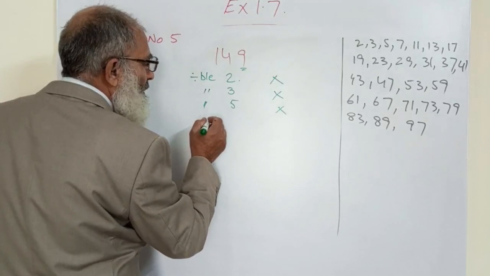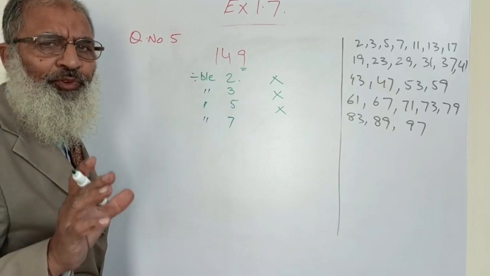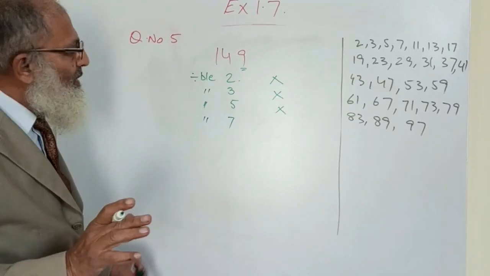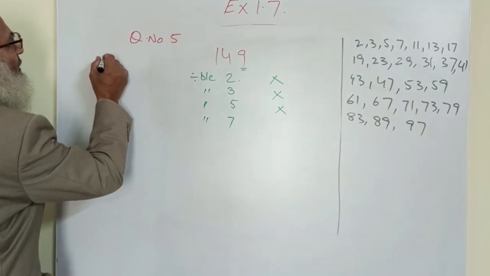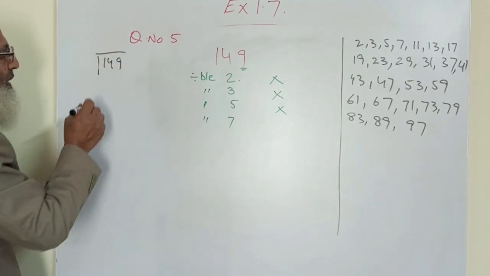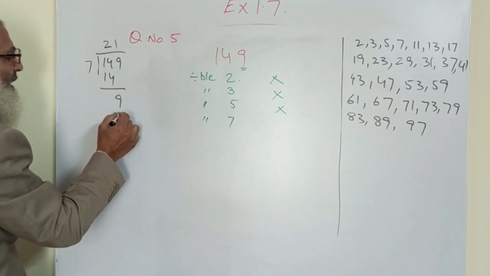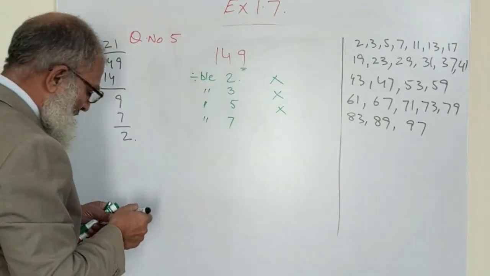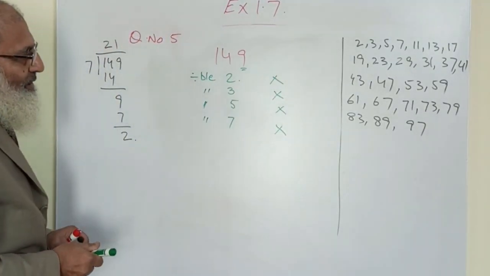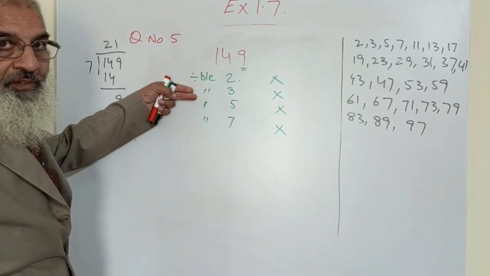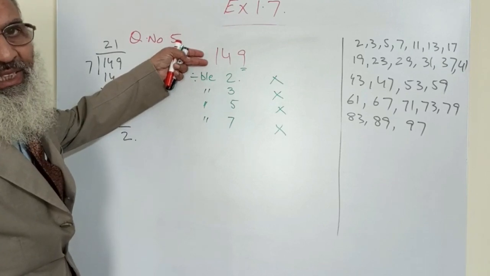Now let me check it for 7. There are some rules for 7 as well, but they are not certain. So I go and check it in my rough column. I know it is not divisible, but to confirm, you see that it is not divisible by 7 also. 2 comes as the remainder. So my dear students, when it is not divisible by 2, 3, 5, or 7, then it is definitely a prime number.